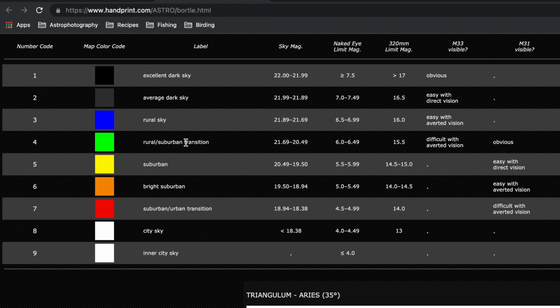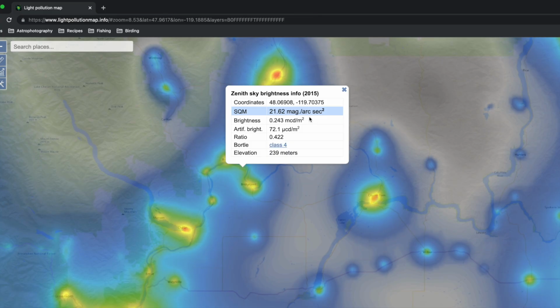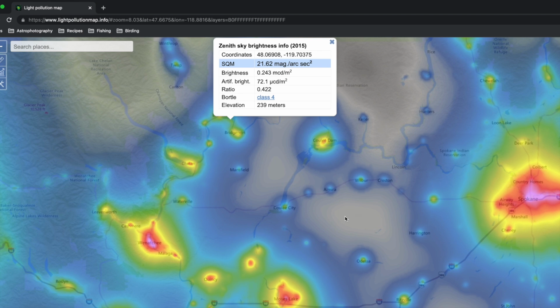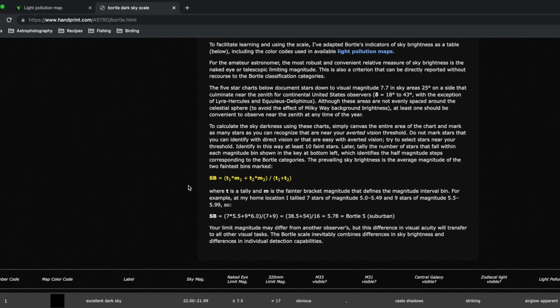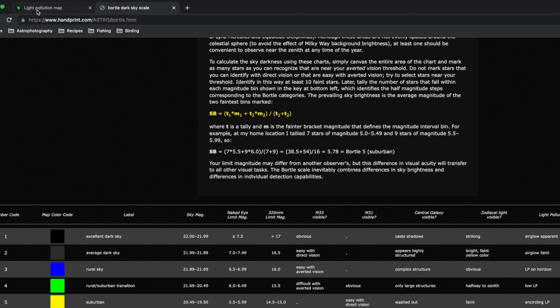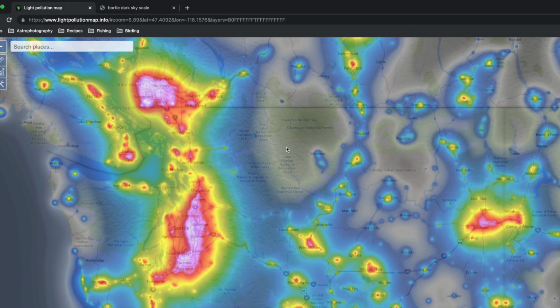So 4, I live in the rural suburban transition right on the edge of rural sky. I do have a little bit of light pollution in my photos that I have to deal with, but I still am able to see the aurora without much problems. And if I really wanted to get really superb photos, I would move out to these darker sky sites. So that would be a really popular one around here is out on this plateau to the south of me. And if I click out there, you get class 2 dark skies, which is typical or average dark sky. So this is a good resource for planning where you want to shoot.